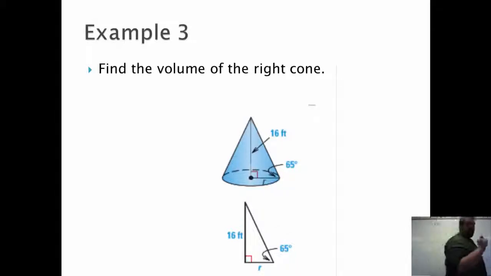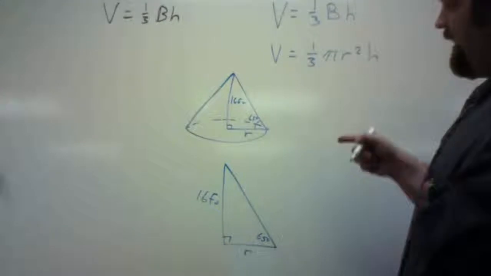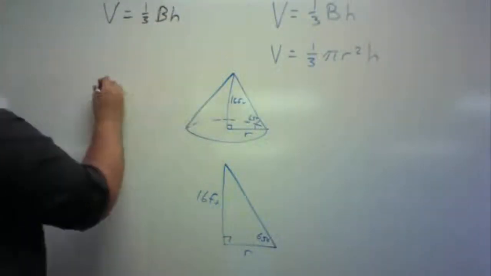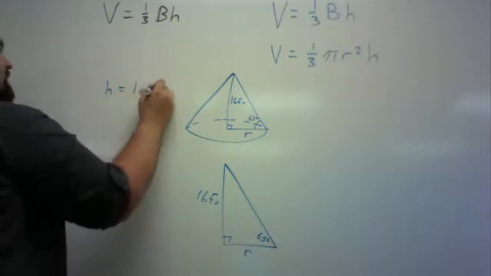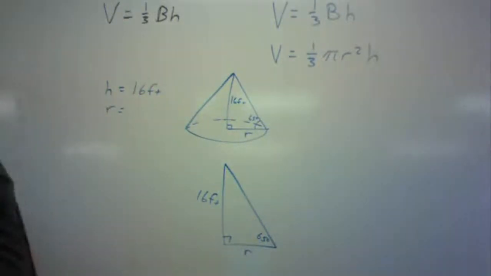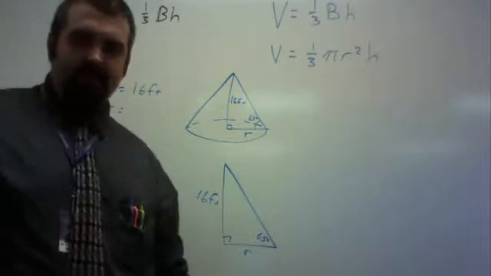So, I know the volume of a cone equation is this. So if I know R and I know H, I'm pretty much good to go. So right here, I know that the height is 16. And then I kind of hit a roadblock. I don't know what R is. They left it as a blank.